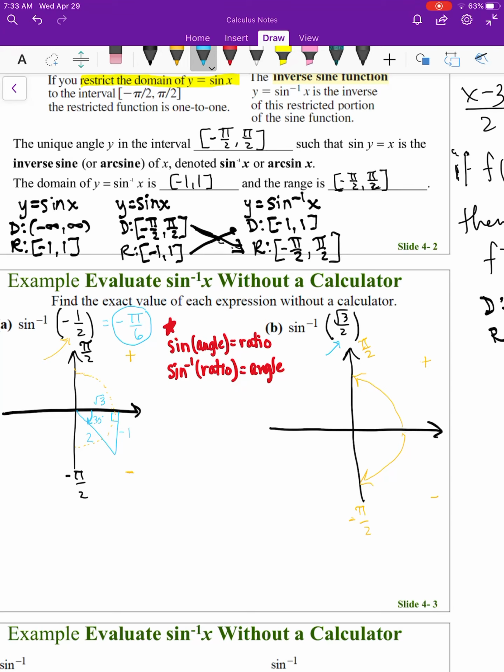Okay, so since this is positive, I'm going to the first quadrant, and I'm looking for the angle such that the opposite over the hypotenuse is square root of 3/2. And I hope you realize that I'm saying opposite over hypotenuse because this is inverse sine. And so this would be 1. This is going to be 60 degrees, or pi/3, and that's positive. So our answer here is pi/3.